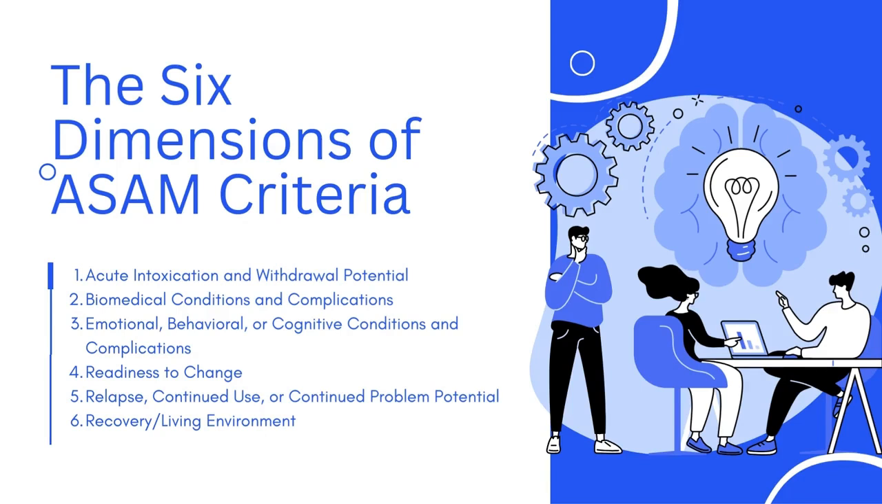The fifth dimension is relapse, continued use, or continued problem potential. So this dimension assesses risk of ongoing substance use and relapse potential. It considers past relapse history, current cravings, coping skills, and external pressures that may contribute to continued substance use. If a person has significant difficulty maintaining sobriety, lacks coping mechanisms, or has relapsed multiple times in lower levels of care, they may require a higher level of treatment with increased supervision and structure. Conversely, somebody with strong relapse prevention skills and support may be able to succeed in outpatient care.